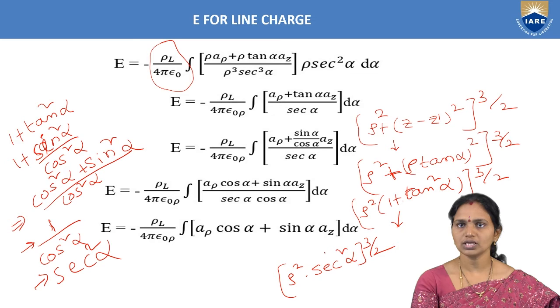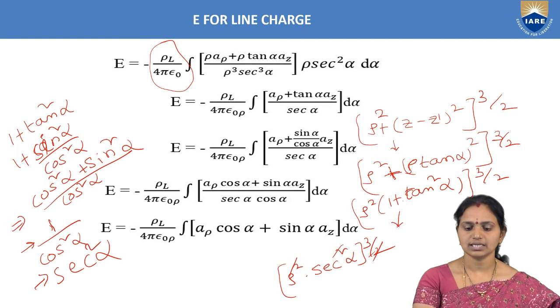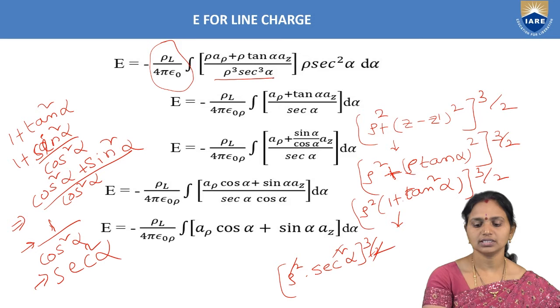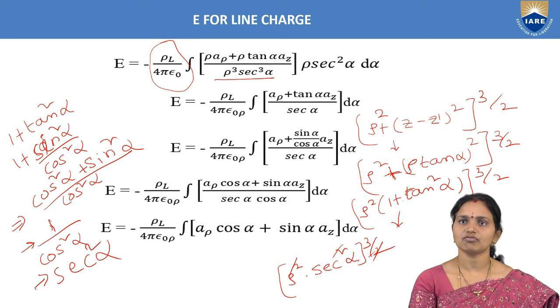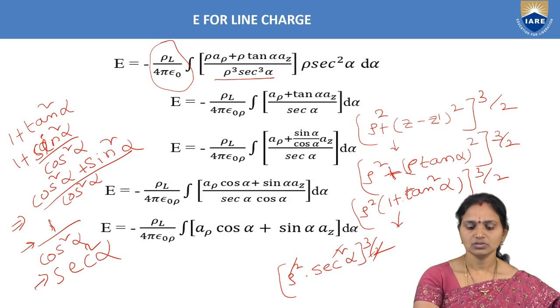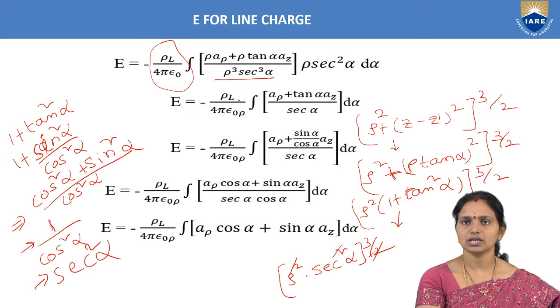Here we have rho square secant square alpha whole to the power of 3 by 2. The square terms and 1 by 2 get cancelled, and finally the denominator term will change to rho cube secant cube alpha. So now by replacing all these terms, the equation is equal to minus rho L by 4 pi epsilon naught, integral a rho.